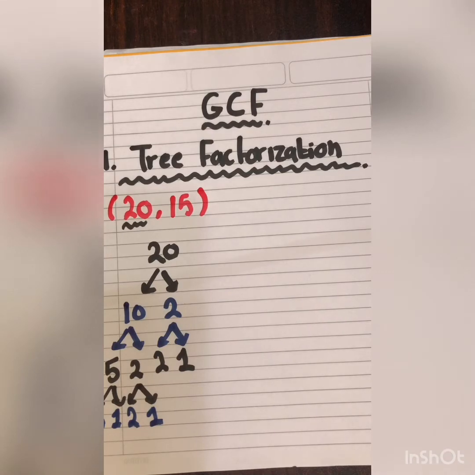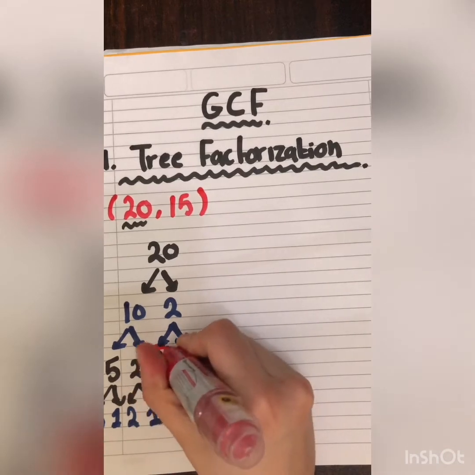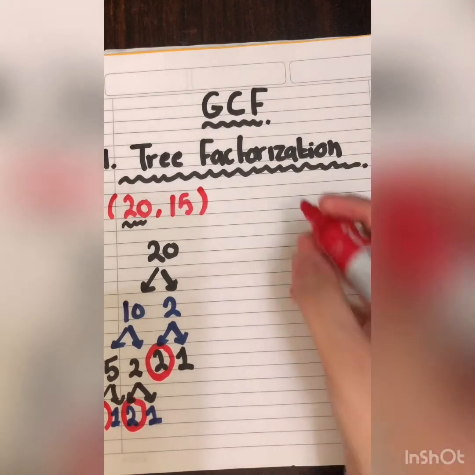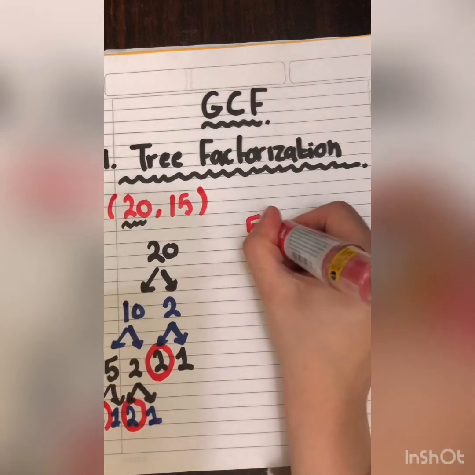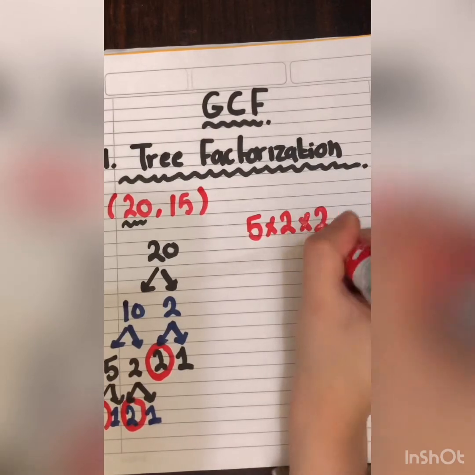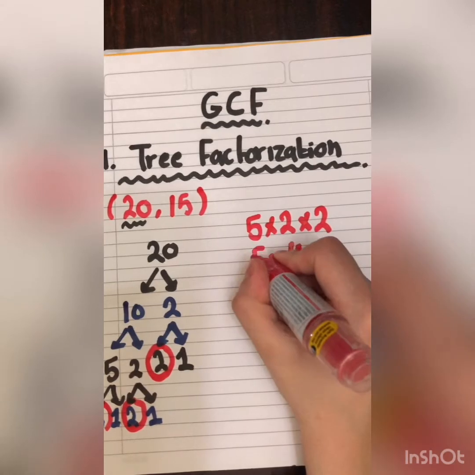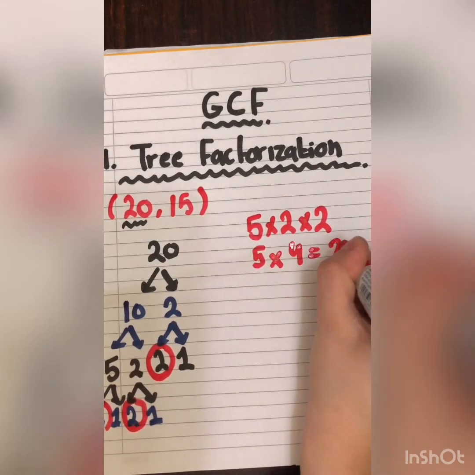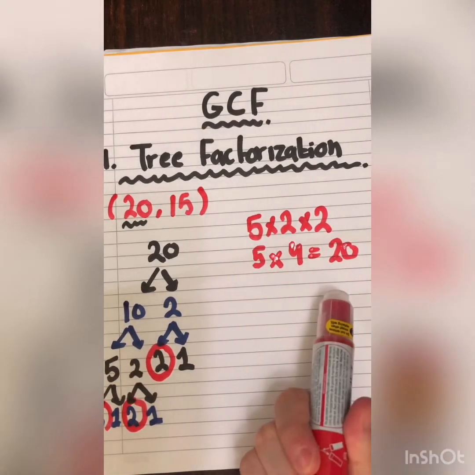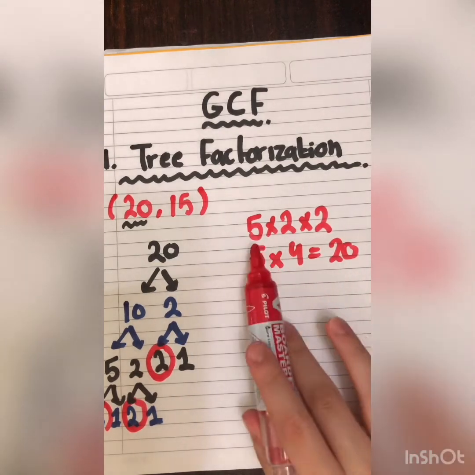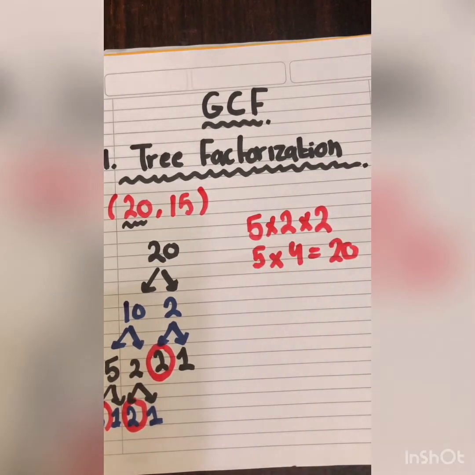So now circle the numbers with the ones. I have here 2, I have another 2, and I have a 5. Now multiply them together. 5, 2, and 2. 2 by 2 is 4. And 4 by 5 is 20. So I got the original number that I factorized, which means that my answer is correct. And the factors of the 20 are 5, 2, and 2, the prime factors.